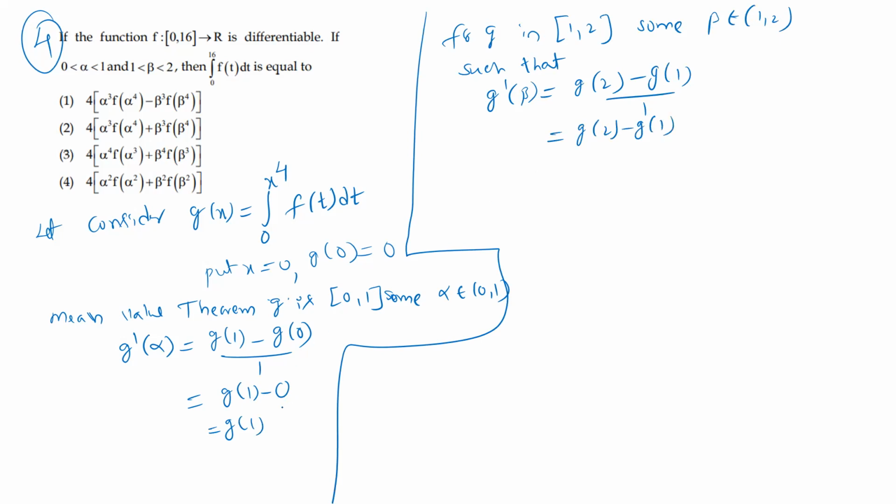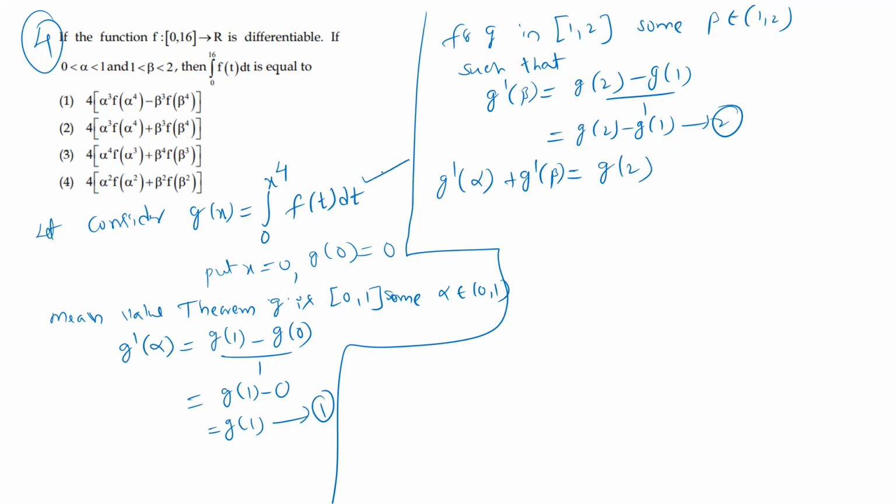Now I'll add these two conditions. This is g dash of alpha. This is g dash of beta. By adding these two, g dash of alpha plus g dash of beta equals g of 1 cancels, and what we get is only g of 2. Now we have got g of 2 in this case. Now when we are taking g dash of x.